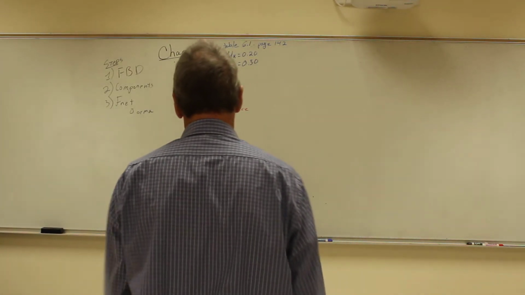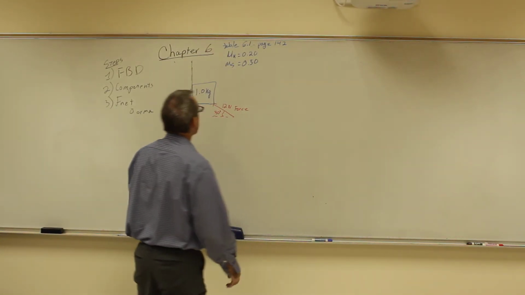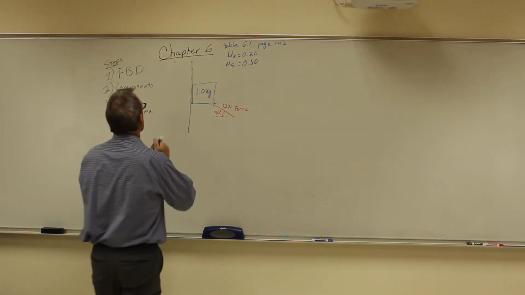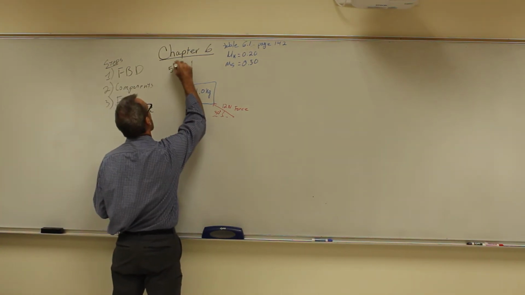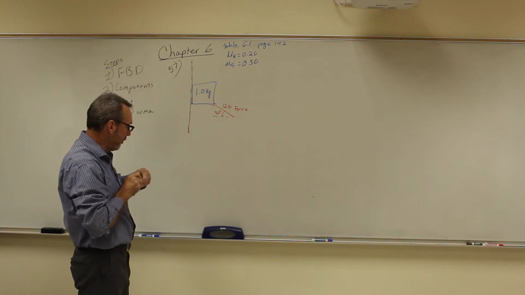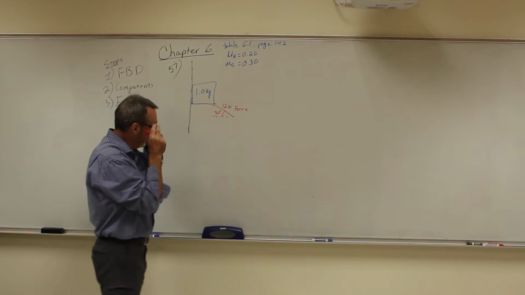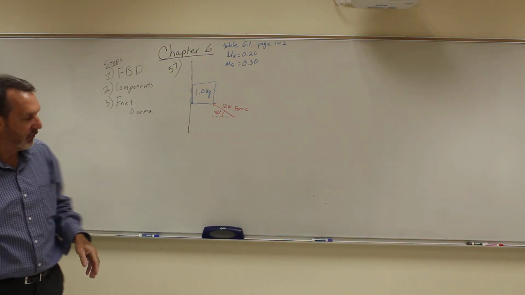All right, we're going to do number 6. I'm sorry, not number 6. We're doing number 57, chapter 6. In this case, you have a block against a vertical wall, and you're applying a force.